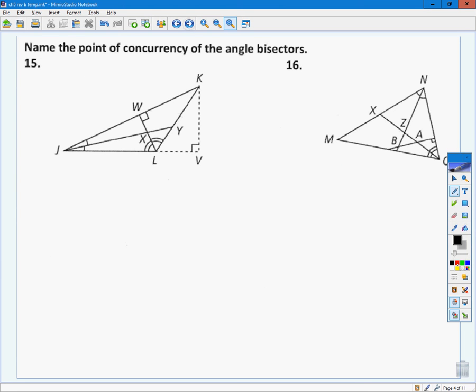Point of concurrency of the angle bisectors. The easiest thing to do is trace out the angle bisector. LW bisects this angle. JY bisects this angle. And their point of concurrency is where they meet, which is X. OX bisects this angle, NB bisects this angle, and their point of intersection is Z.